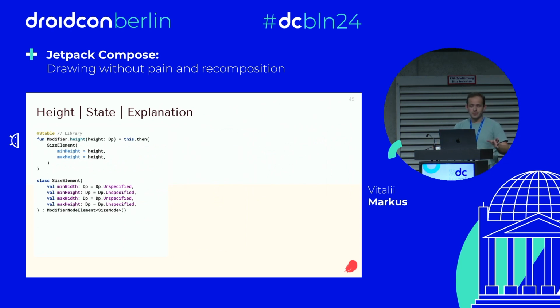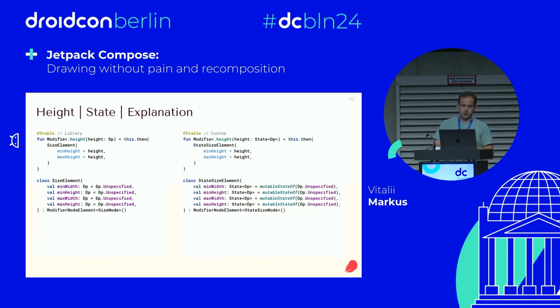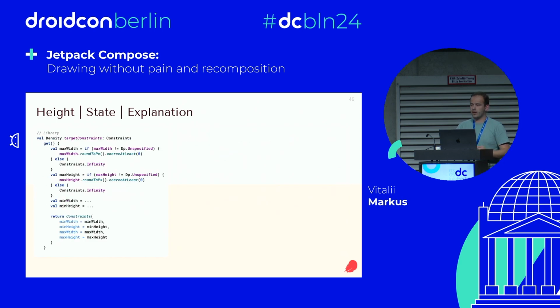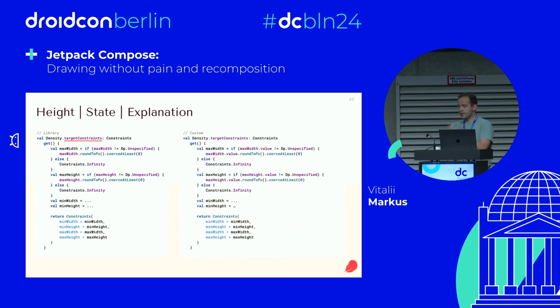On the left, there is the source code of the original height modifier, and on the right, our custom solution. As you can see, the main difference is that the library code uses Dp, and our custom solution uses State of Dp. Later, we try to create target constraints in our modifier. In the library code, we read all the Dp properties, and in our custom modifier, we read the state via the value property. And this is the whole difference.